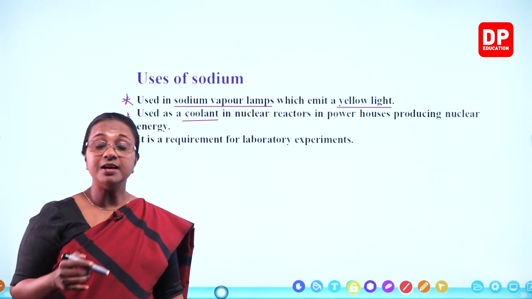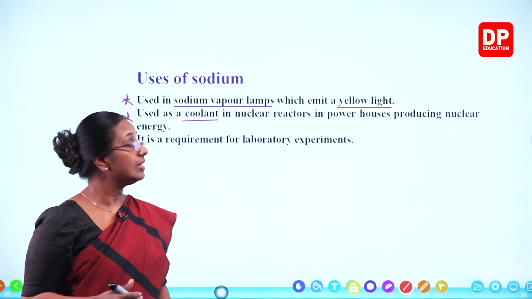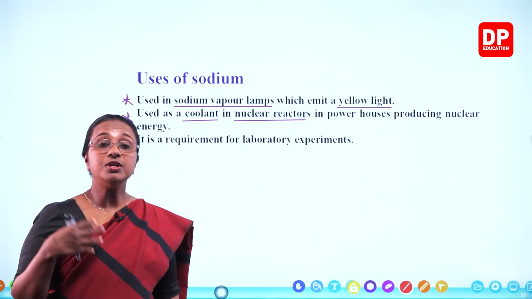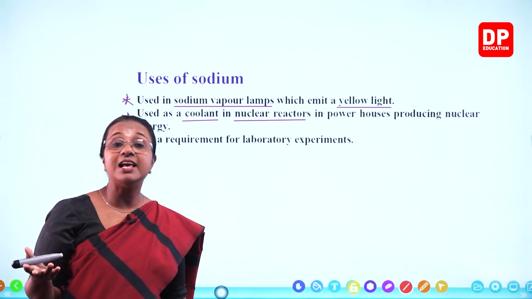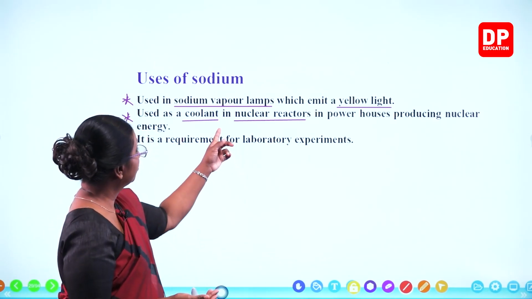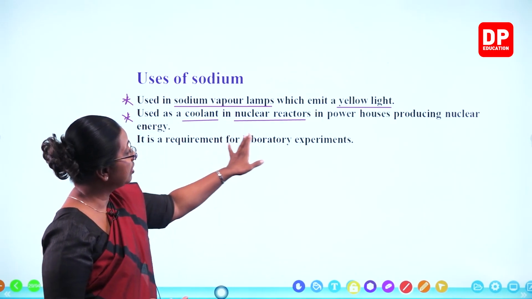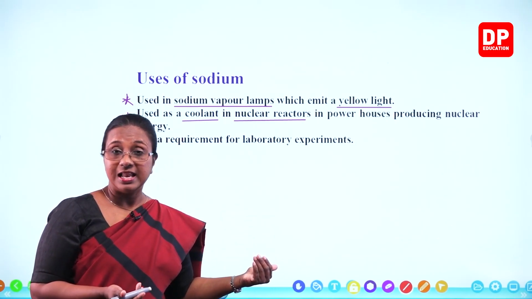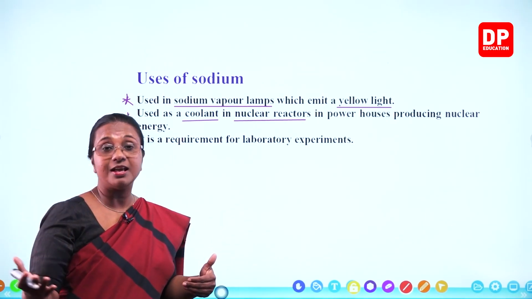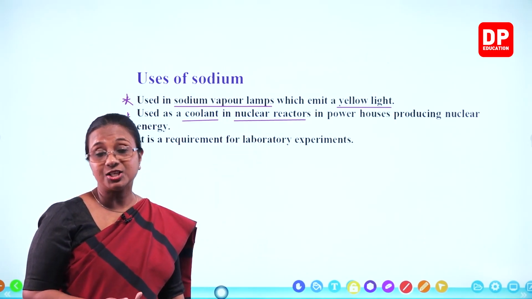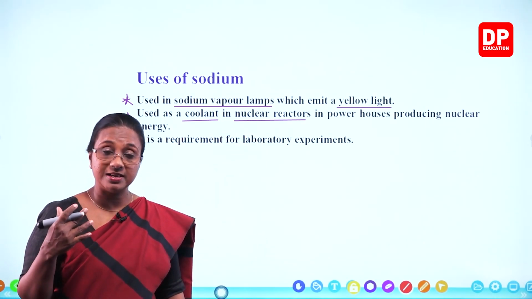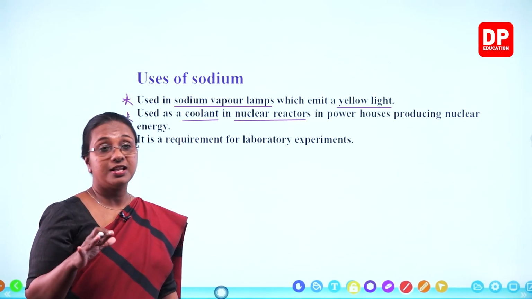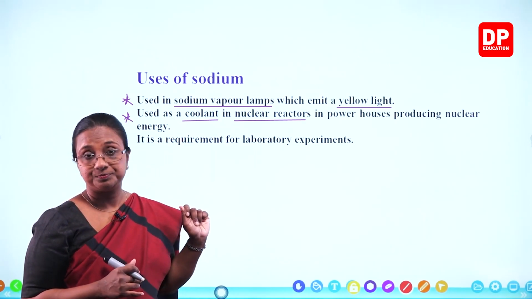Sodium vapor lamps. Then it is a coolant. Now sodium liquid can act as a coolant, cooling nuclear reactors. You all know nuclear reactions are used to generate electricity, in nuclear power plants. So the nuclear powerhouses have nuclear reactors where the nuclear reaction takes place, where electricity is generated using these nuclear reactions. And that has to be cooled down because there is a lot of heat generated. So to cool down the nuclear reactor, we use sodium.